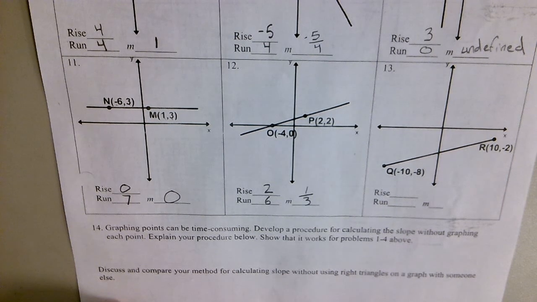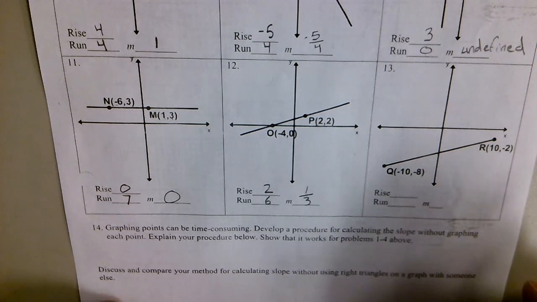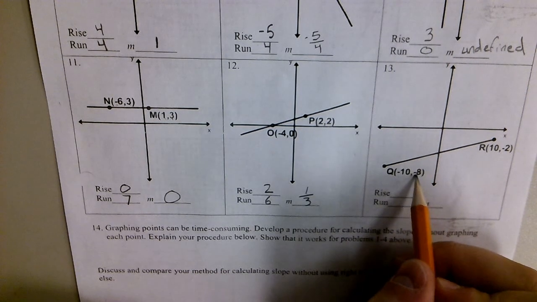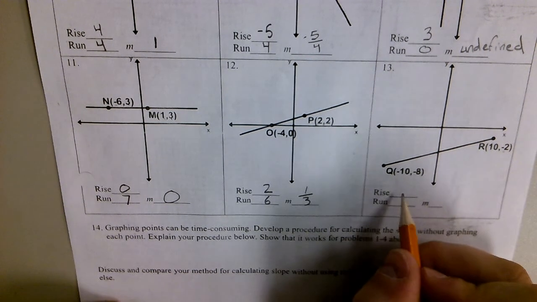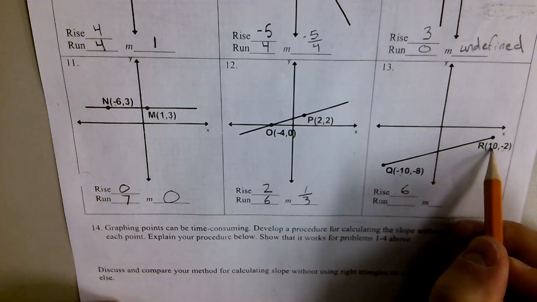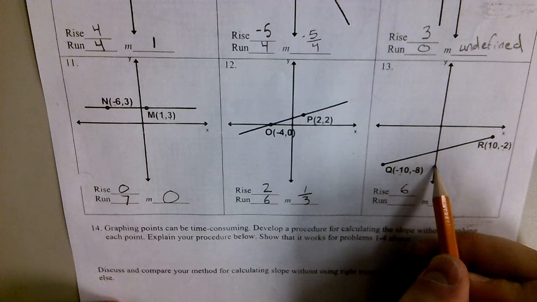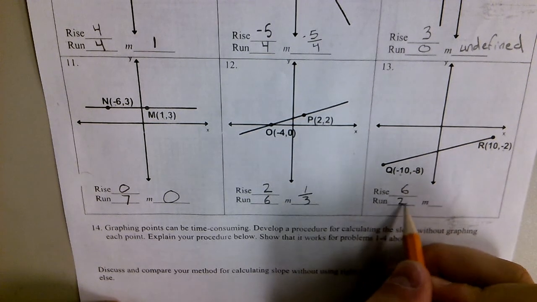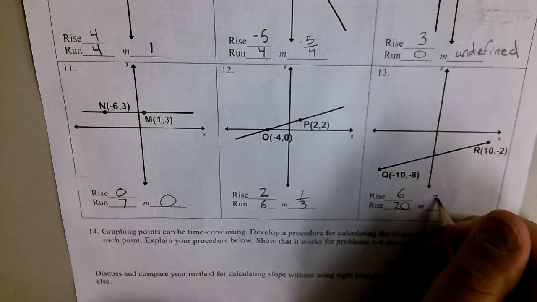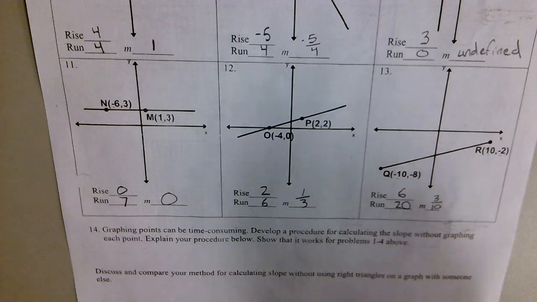And then lastly, for number 13, we have a rise. We're going from negative 6 to negative 2, so that's a plus 6. And then we're going from negative 10 to positive 10, so that's 10 to get to 0, 10 more, which is 20. And then 6 over 20 reduces to 3 over 10.